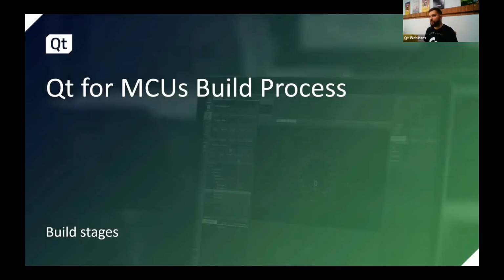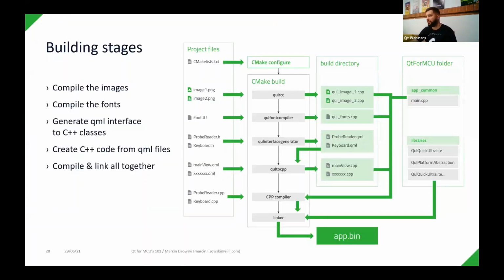All right. So this is about the CMake APIs, and right now we are moving to the Qt for MCUs build process. This is quite a complicated thing, but we'll try to explain all of those things to make sure that every one of us understands how particular steps look and what they are responsible for. So we will be going on this diagram from the top left corner to the bottom of it.